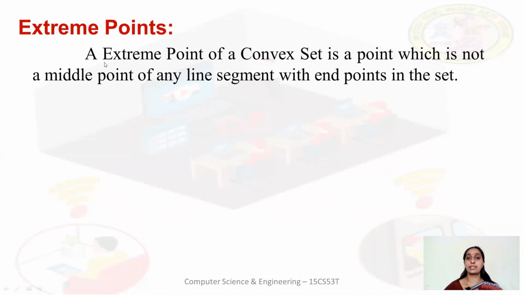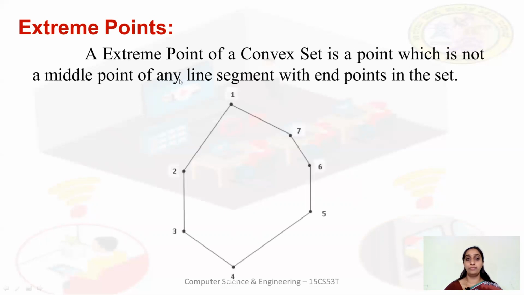The next terminology is extreme points. So what are extreme points? An extreme point of a convex polygon is a point which is not a middle point of any line segment with end points in the set. When we construct the convex polygon, we need to select the points in such a way that they form the end points of the line segment. That is called an extreme point.